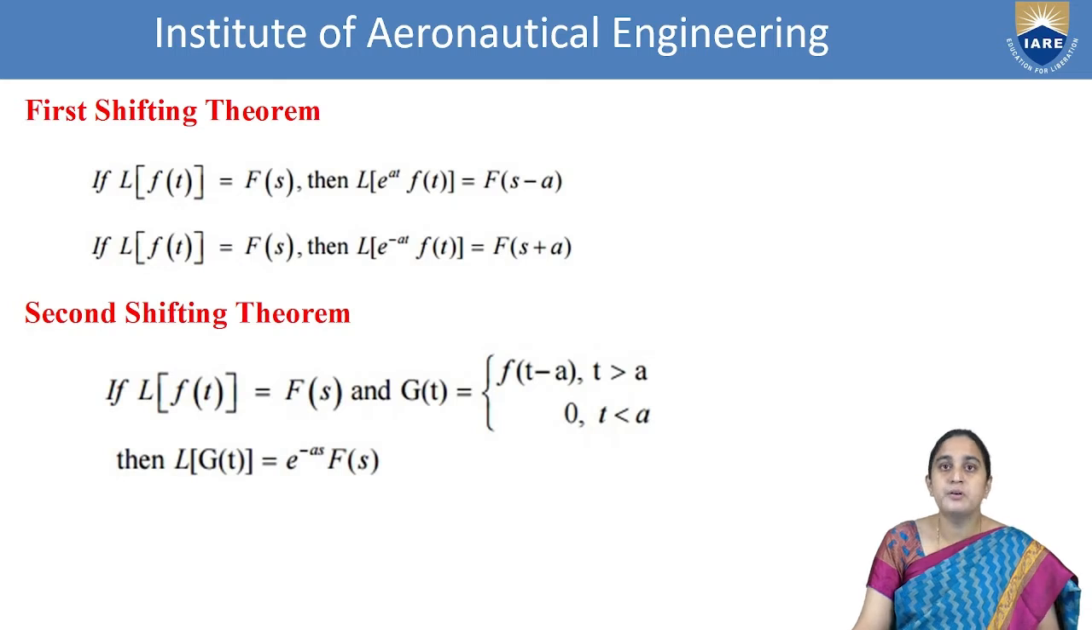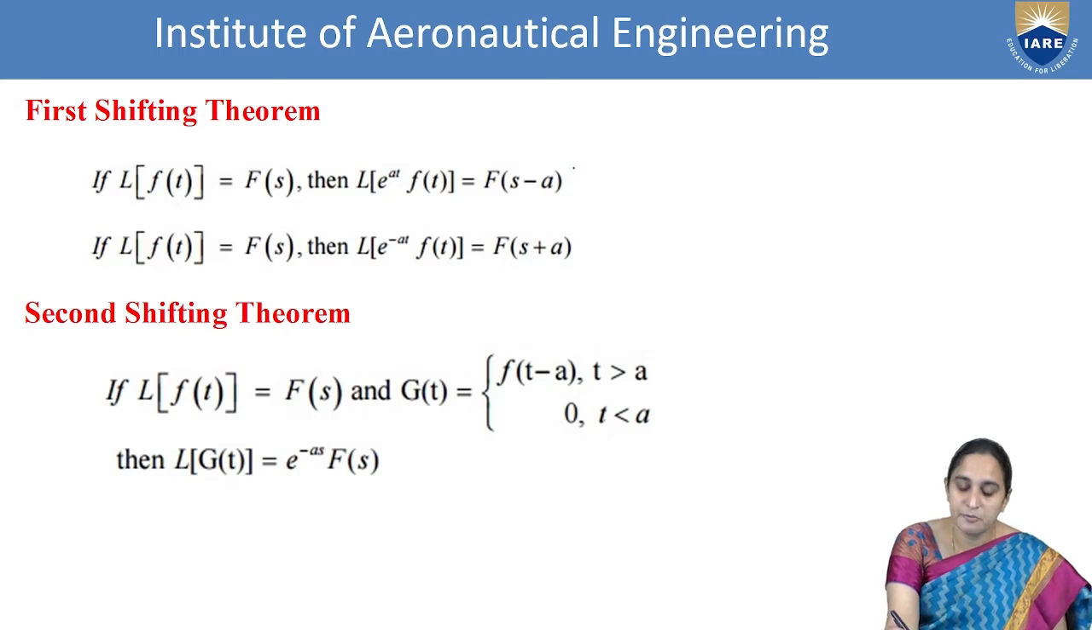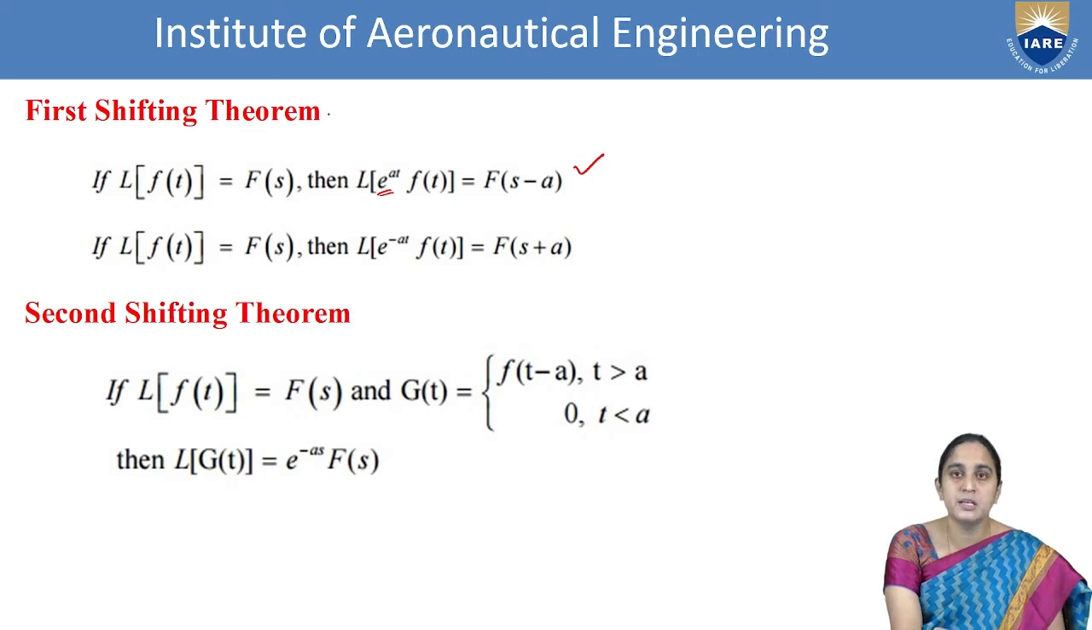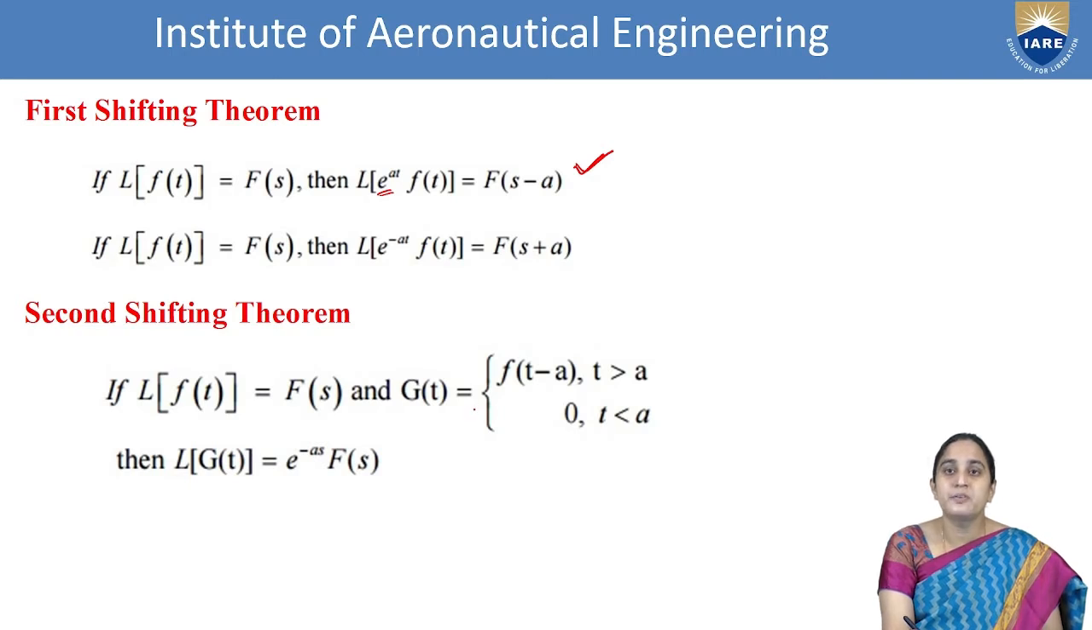Next concept, first shifting theorem. What is the statement of the first shifting theorem? It means if Laplace of f of t is equal to F of s, then Laplace of e power at into f of t is equal to what? F of s minus a. If the given function f of t is multiplied with an exponential form, by using the first shifting theorem, how will it convert? Directly, that formula as F of s minus a. That is the first shifting theorem.